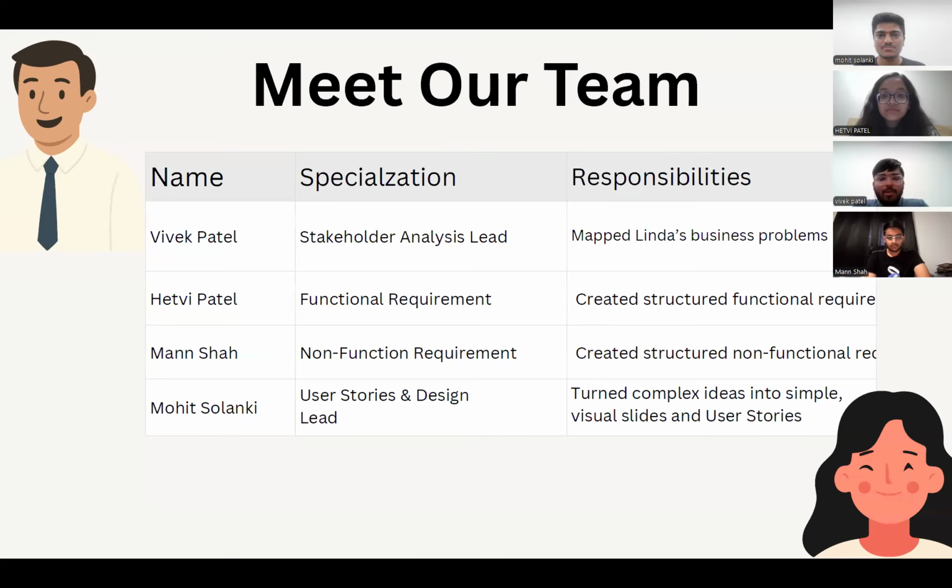Firstly, let me introduce our team quickly. I am Vivek Patel. I mapped out Linda's business problems into clear workflows. Hetvi Patel created structured functional requirements. Mansha created structured non-functional requirements, and Mohit Solanki turned complex ideas into simple and visual slides. Next slide, please.